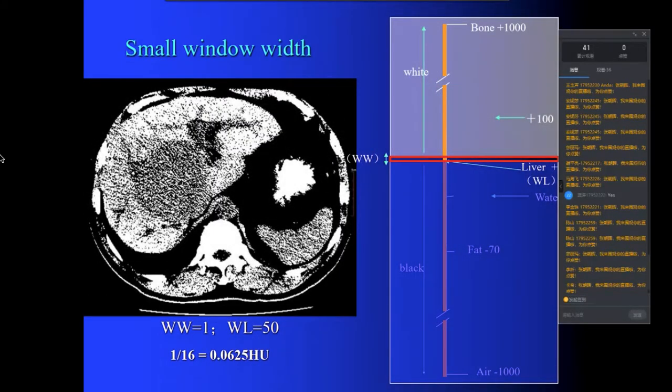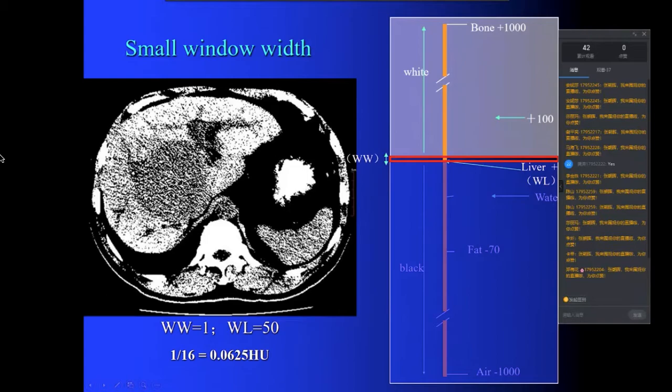What happens when we use the same window level but a small window width? Here, the window level is also 50, but the window width is only 1. The window width is very narrow. This means any pixel with a CT value greater than 50.5 looks white, and any pixel with a CT value smaller than 49.5 looks black. This means most pixels are either white or black.